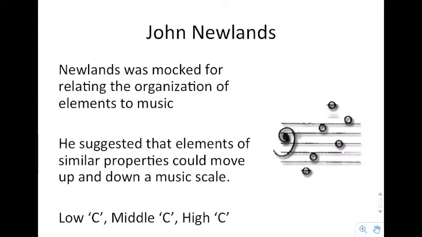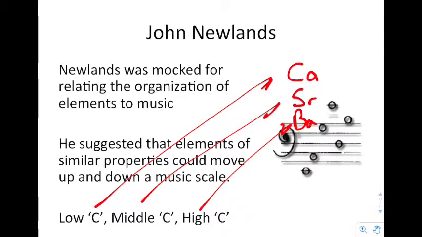Next, we had John Newlands, and John Newlands was actually mocked at the time for relating his organization of the elements to music. What he did is he suggested that elements of similar properties were basically like moving up and down a music scale. So he said, you have calcium and strontium and barium, and what those three elements would represent is a low C, a middle C, and a high C, very similar to a musical octave. I'm not a music person, but you have C, and then the next one is a C up here, and the next one is a C up here, and there are different elements that go along just like musical notes.